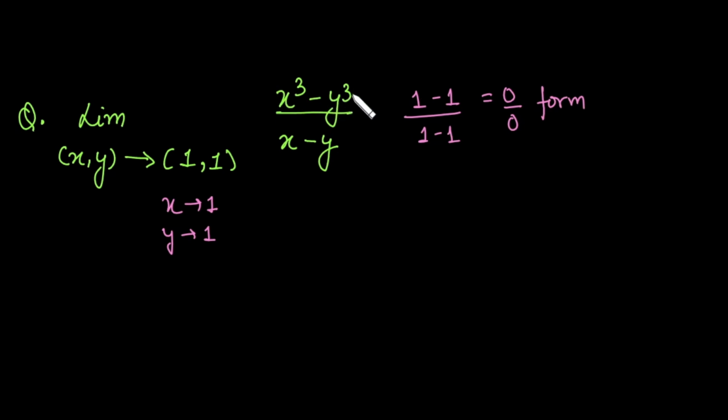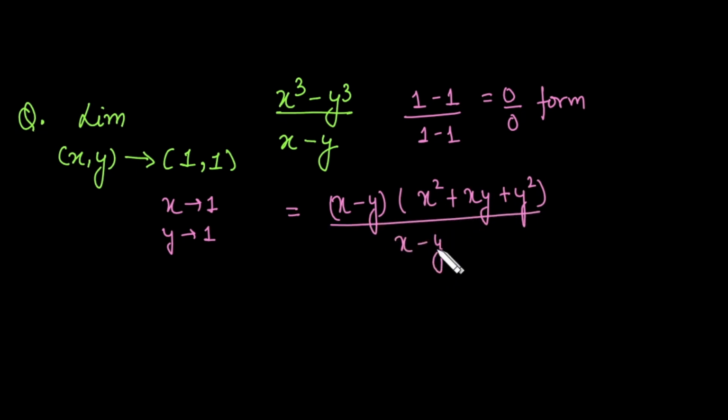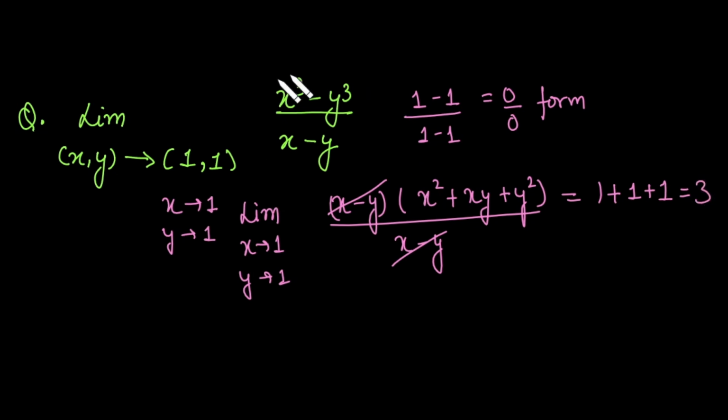Observe that this is x cubed minus y cubed. We can find its factorized form. So we have in this case (x minus y) times (x squared plus xy plus y squared) divided by (x minus y). So we can write this function in this form. And in this case, limit as x is approaching 1, y is approaching 1, this factor gets cancelled with this one. Finally, we have this form. Now substitute x equal to 1 and y equal to 1. We have 1 plus 1 plus 1, that is equal to 3. It means this function converges to 3 whenever (x, y) is approaching (1, 1).